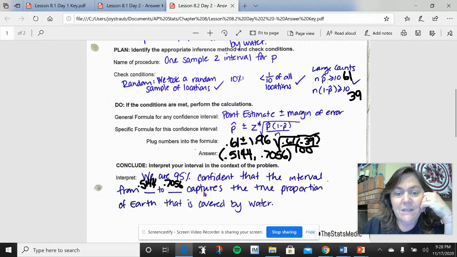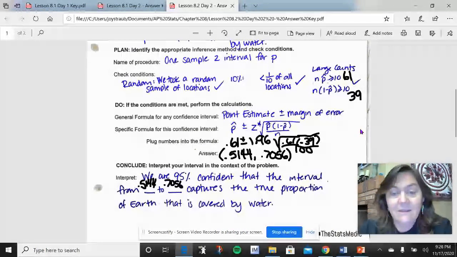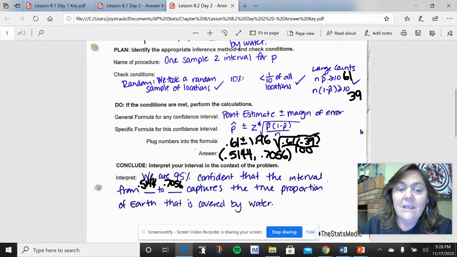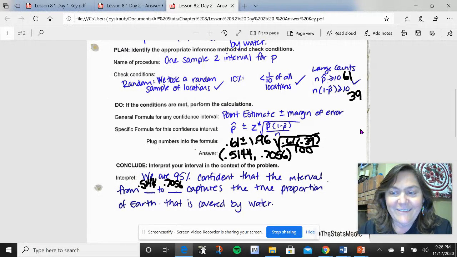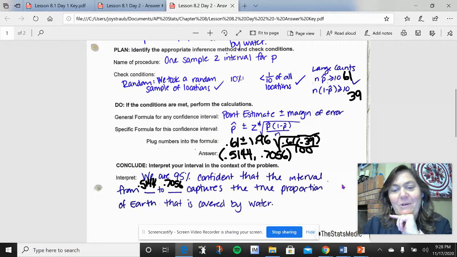Then your interpretation to finish it off: we are 95% confident that the interval from 0.5144 to 0.7056 captures the true proportion of Earth that is covered by water. You can go look it up and see if we were right. If we're super confident from the way that ball went, that's kind of an interesting question. What percent of Earth is covered by water?